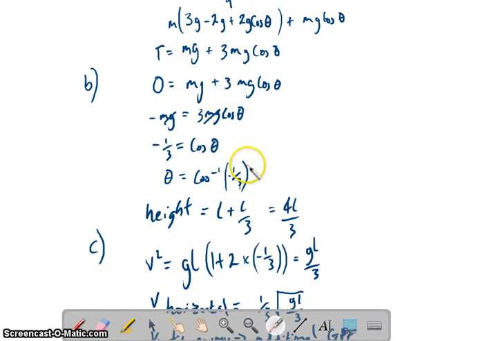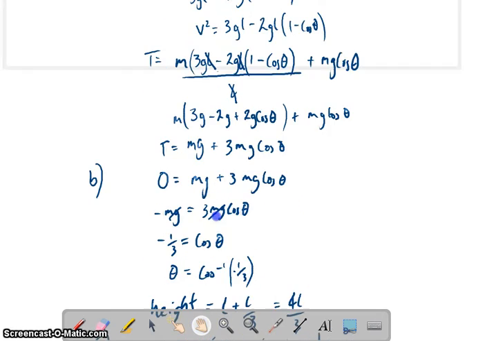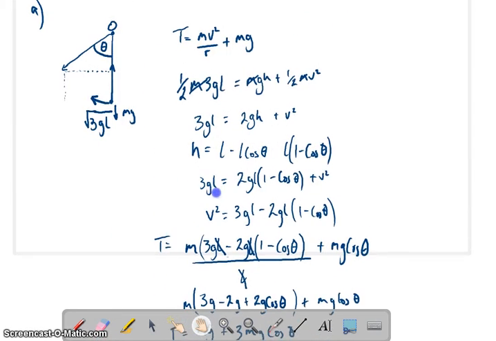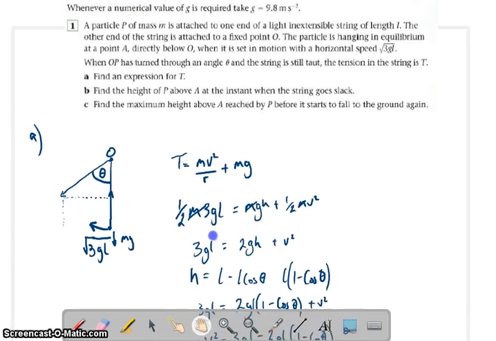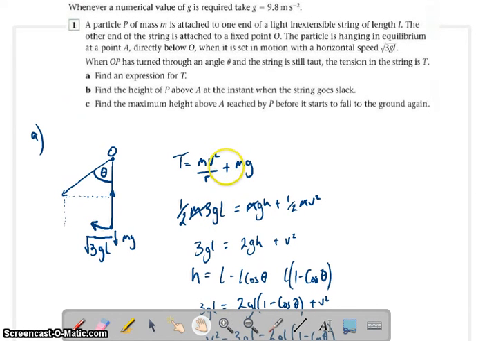So then we can say what the height is. Taking that value for theta, we then have a height, and at that point this is our final answer. So if we move on to part C: find the maximum height above A reached by P before it starts to fall to the ground again. So C, find the maximum height above A.